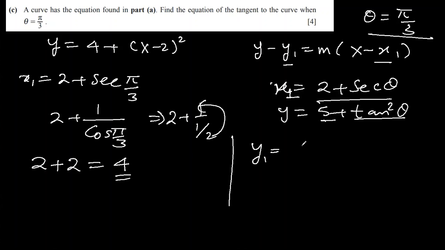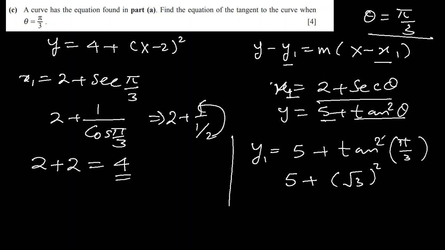y1 is 5 plus tan square theta. 5 plus tan square pi by 3. tan pi by 3 is square root 3. Because of the square, it will be squared. Please keep in mind, if the square is on the ratio, it is the square of the whole ratio. If the square is on the angle, it is the square of the angle only. And that's why we write the square with the ratio, so that we square its value. And that's what it will do.